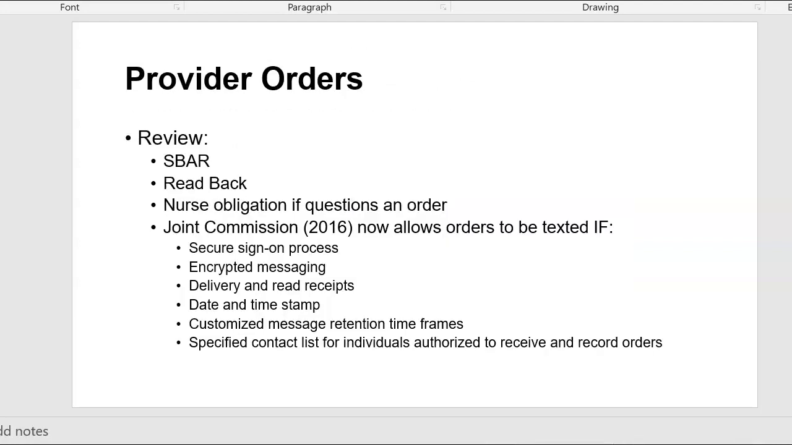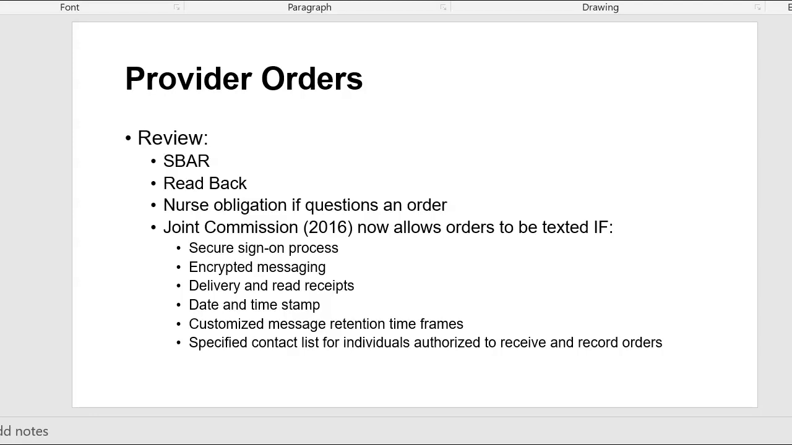When it comes to provider orders, there can be some instances with legal issues regarding orders. And this is why you always need to cover yourself, that you give proper SBAR to providers, that you read back. The nurse has an obligation to question an order if you're not sure.